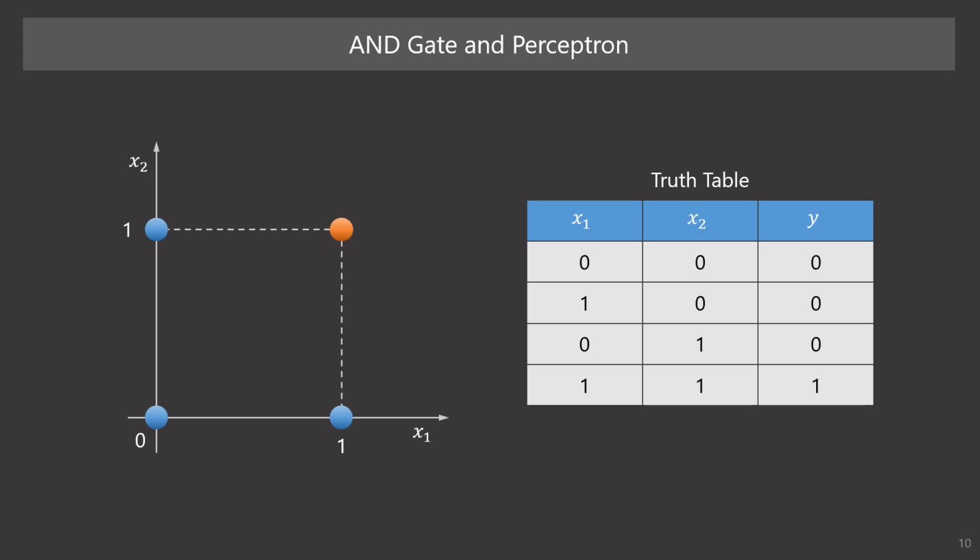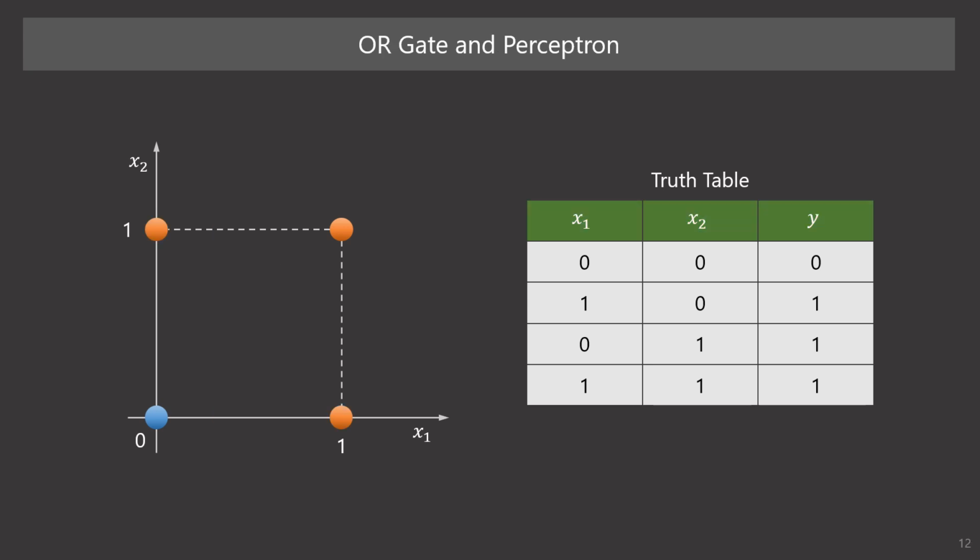Let's consider a case of AND gate. The figure represents AND gate. There are 4 dots that represent the 4 points shown in the AND gate's truth table. The orange dot outputs 1, and the other green dots output 0. In this case, we can find a straight line that classifies the orange dot and green dots. Since it is a straight line, it can be created by a perceptron, suggesting that a perceptron can create AND gate.